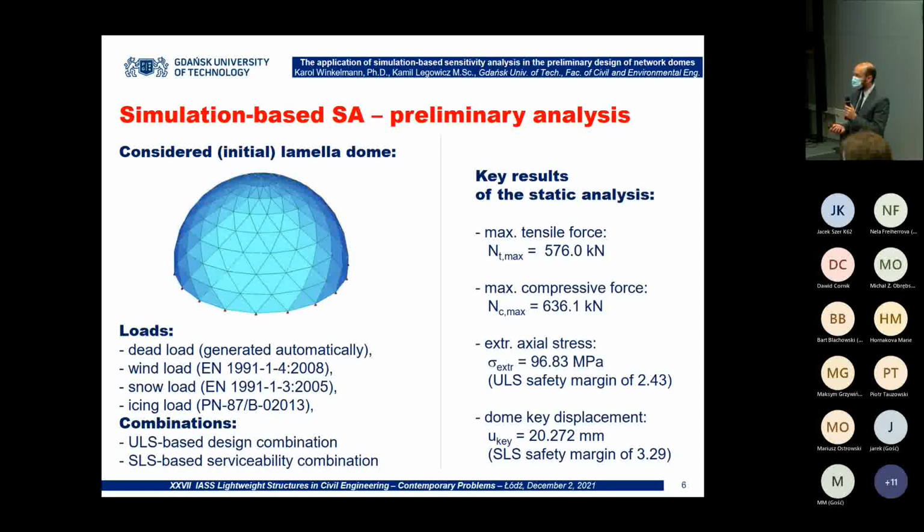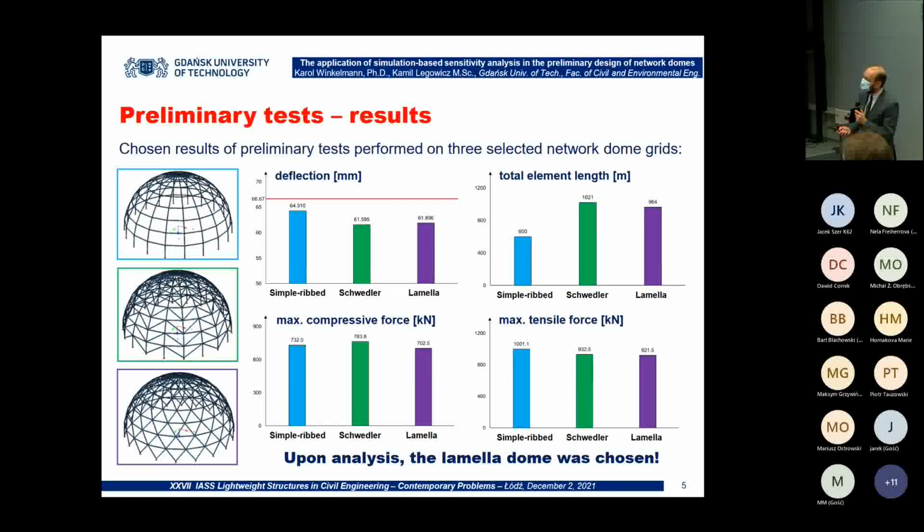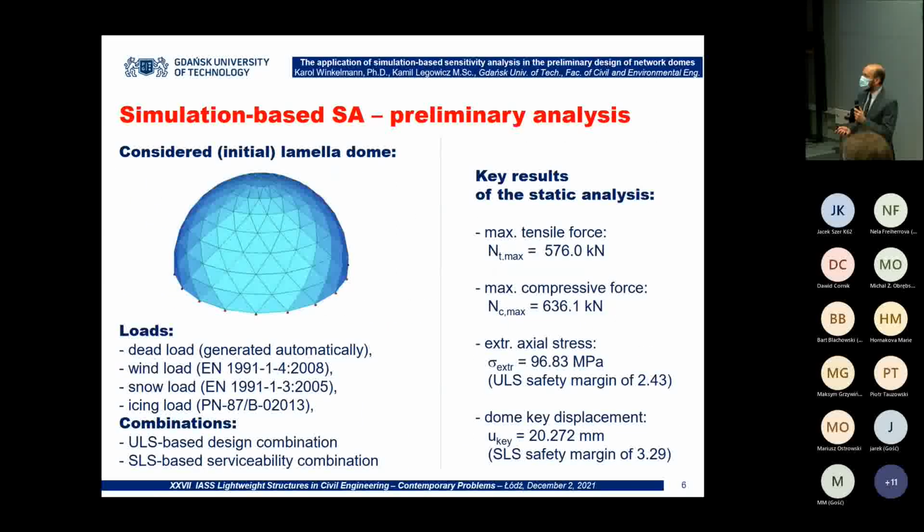For the considered lamella dome, we have made a full analysis of the numerical problem, of the numerical model. So we have assembled all loads: the dead load, wind load, snow load, and the load of the icing. As you can see, the dome is now covered, but it's covered a little bit falsely because these elements have no stiffness and no weight. They're only here to transfer the loads properly from the engineering description to the nodal or element forces in order to produce the calculations. And the key results are given here.